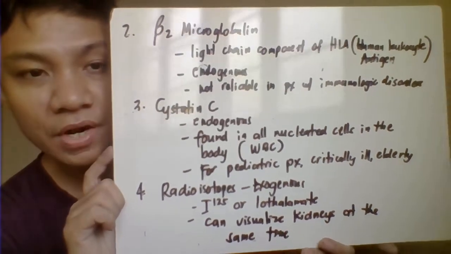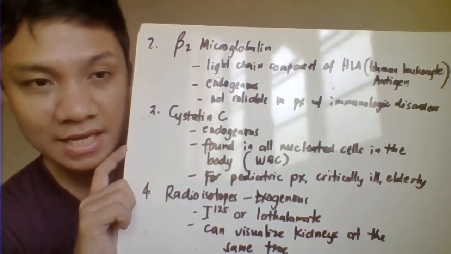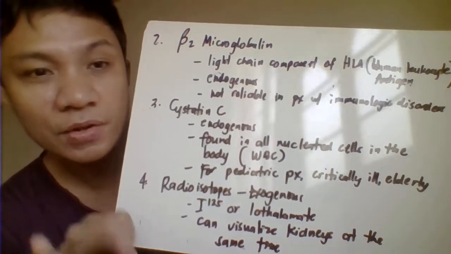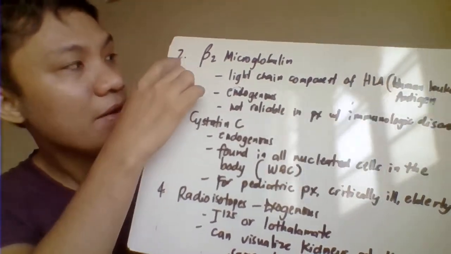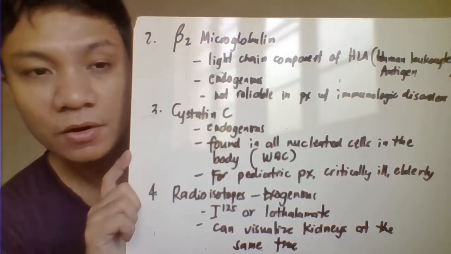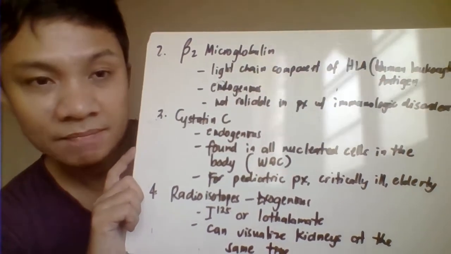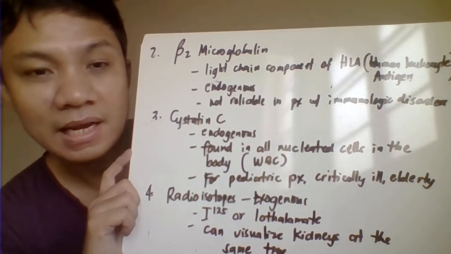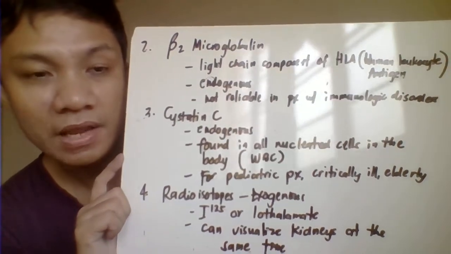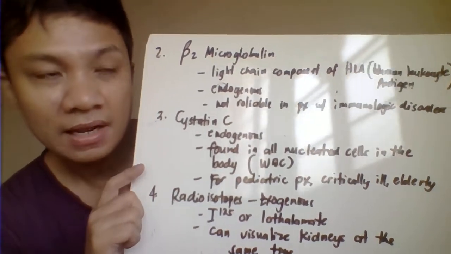Okay, then we have also other substances here which have been utilized for evaluation of your glomerular filtration rate. So what we have discussed already, we have the urea, then we have also your inulin, and creatinine. Another one, number 4 na dapat pala to, we have beta-2 microglobulin. Beta-2 microglobulin constitutes the light chain component of the human leukocyte antigen. However, it's not a reliable measure of your glomerular filtration rate if the patient has malignant disorders.